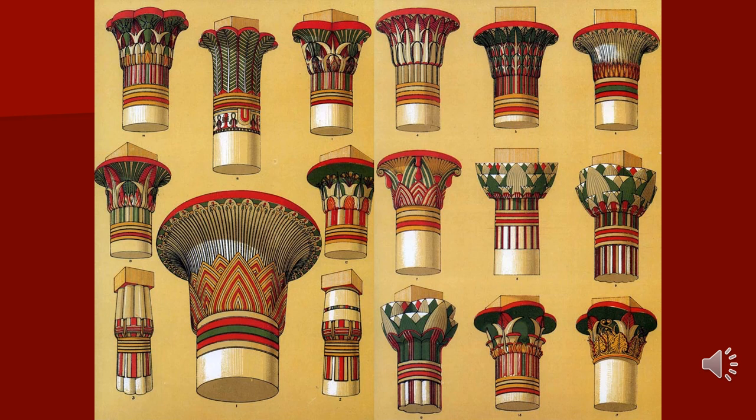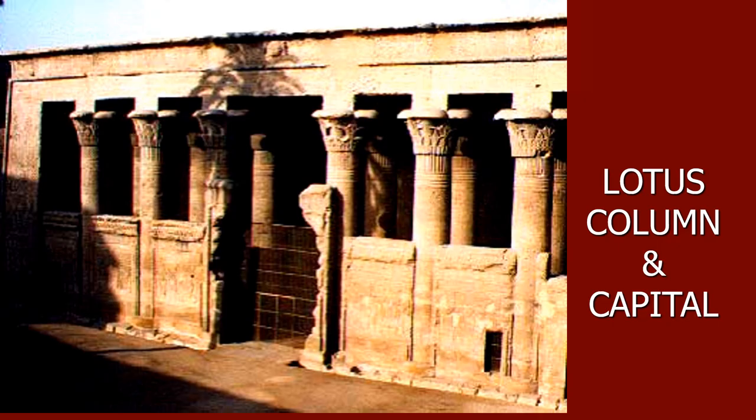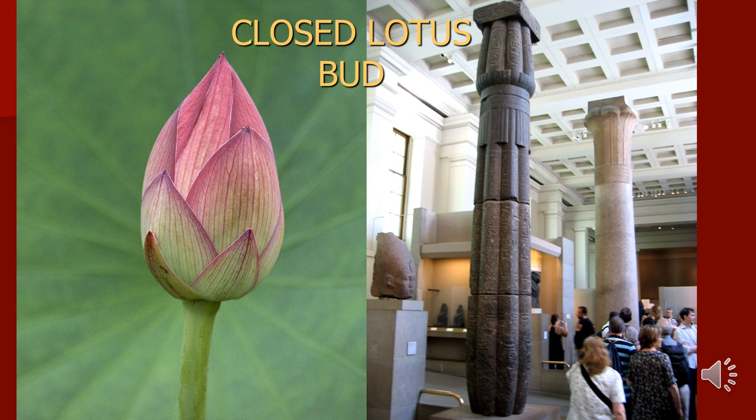This is showing different variations of some of the Egyptian capitals, both the open lotus, the closed lotus, the papyrus, and the date palm, which we'll talk about next. This is the closed lotus form of the capital. So if you can picture again that at night, the flower closes and then opens again, it's a symbol of rebirth and recreation.